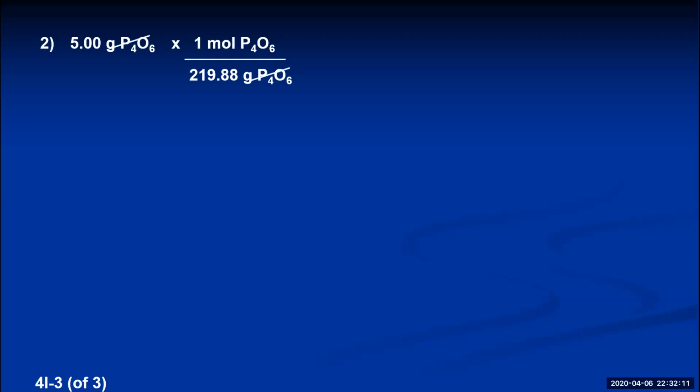We now know moles of P4O6. We're going to want to know atoms of phosphorus. So now we need to know the relationship between phosphorus and the entire compound. If you look at the formula, you can see that 1 mole of P4O6 contains 4 moles of phosphorus. I can make that an equality statement: 1 mole of P4O6 equals 4 moles of P, and arrange that in a conversion factor with the P4O6 on the bottom to cancel out. And now I've calculated the number of moles of phosphorus.